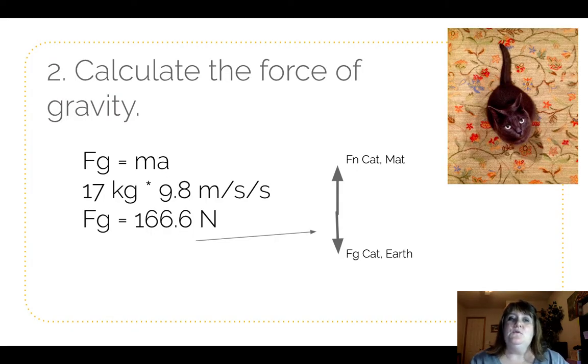With that as the force diagram, we can calculate the force. Force is equal to mass times acceleration. So the Fg is the mass, 17, times the acceleration due to gravity, which is 9.8, to get the force of gravity, the downward force of gravity, to be 166.6 newtons.